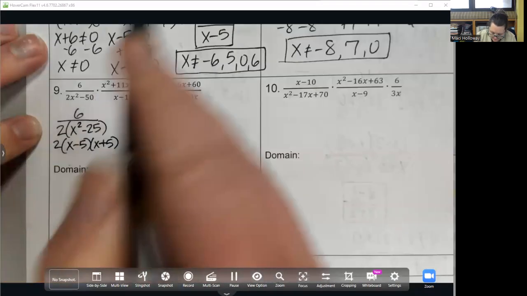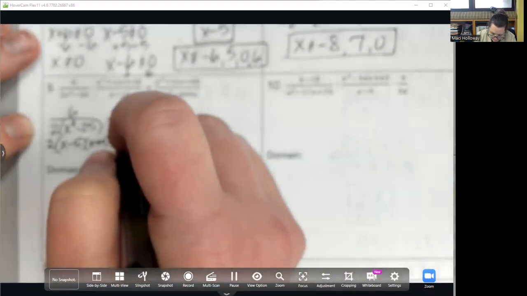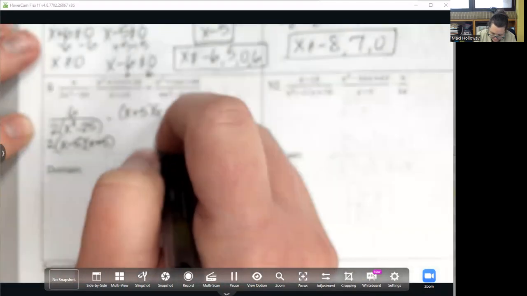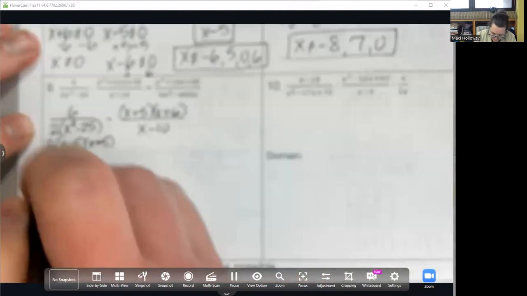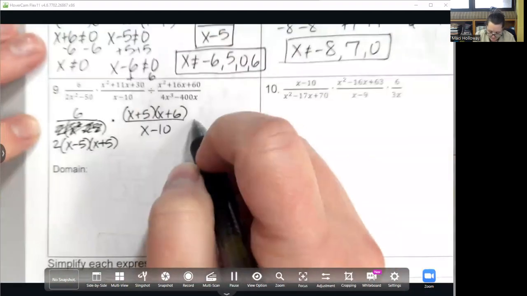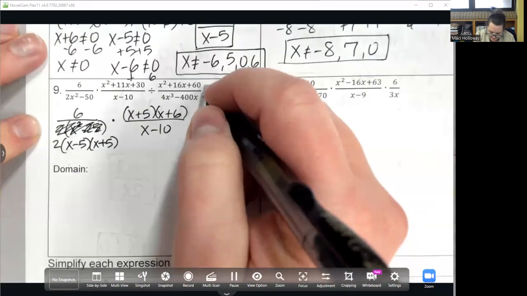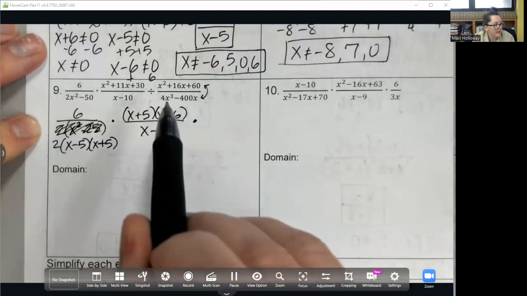This one here, what multiplies to get 30 adds to get 11. x plus 5, x plus 6. And then we have an x minus 10. I'm going to cross this out so we don't get confused in a second. And here I'm going to go ahead and multiply it. I'm going to skip a step here. I think you'll be okay.